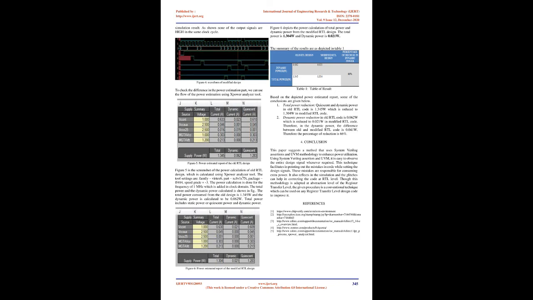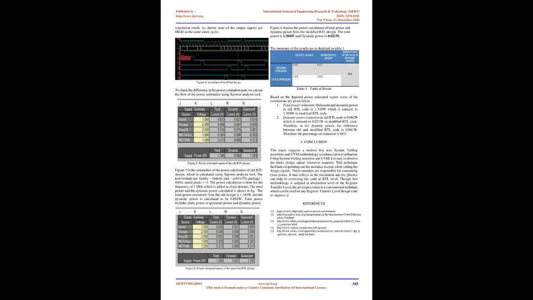Based on the depicted power estimation report, some of the conclusions are given below. First, total power reduction, quiescent and dynamic: in the old RTL code it is 1.345 W, which is reduced to 1.304 W in the modified RTL code. Second, dynamic power in the old RTL code is 0.062 W, which is reduced to 0.021 W in the modified RTL code. Therefore, in dynamic power, the difference between the old and modified RTL code is 0.041 W. Therefore the percentage of reduction is 66%.